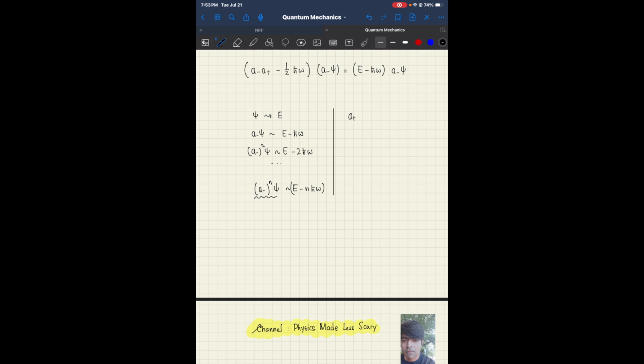Your a plus psi would be an eigenfunction with eigenvalue e plus h cross. Say if you have a plus squared, it would have e plus two h cross, dot dot dot. Again, for n times, it would have an eigenvalue e plus n h cross.